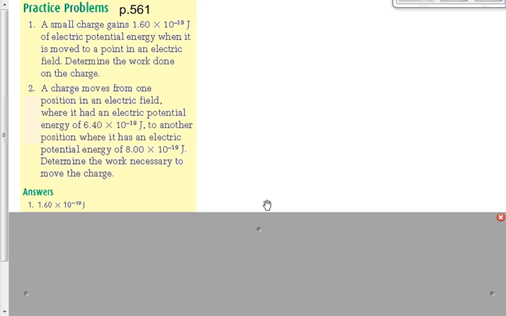This one is a little bit harder, but still not crazy hard, I don't think. We have one position where its potential energy is 6.4, another one where its potential energy is 8.0. What's the work done? Well, the work is equal to the change in potential energy. The change in potential energy is 1.6 times 10 to the minus 19. We have to subtract them there, right? If you know the definition of work and you can do a little bit of subtraction on your calculator, then you should be good for that question.